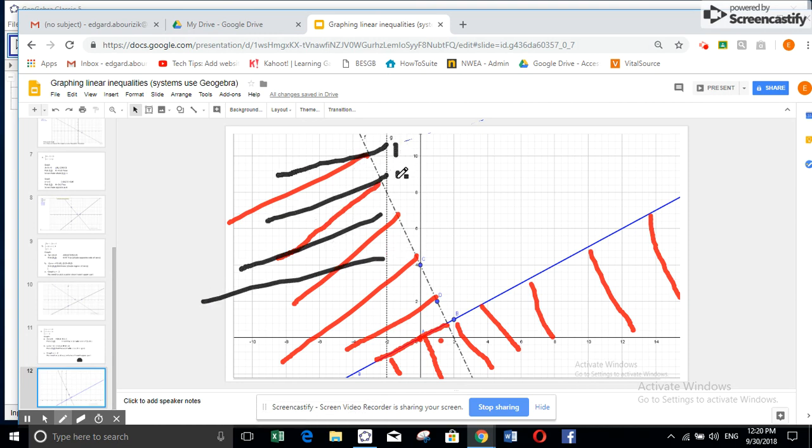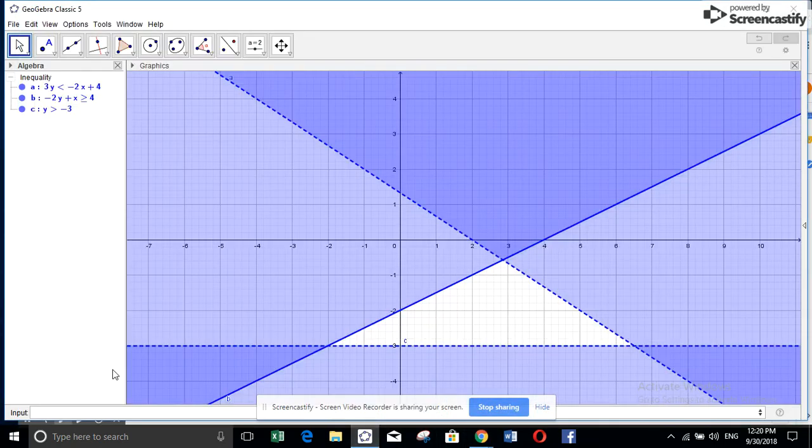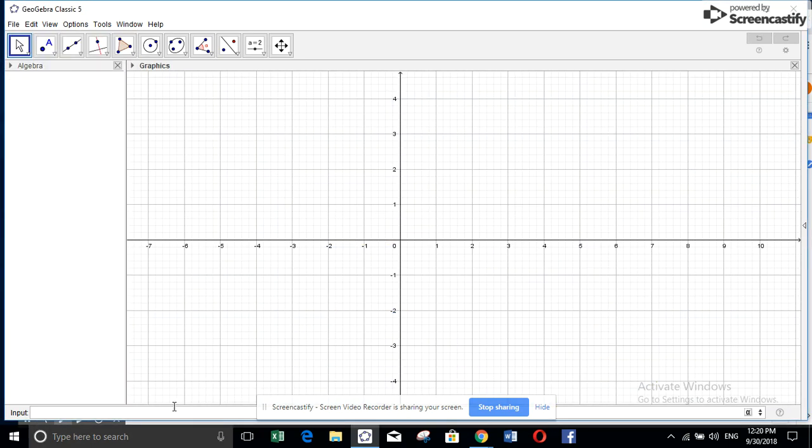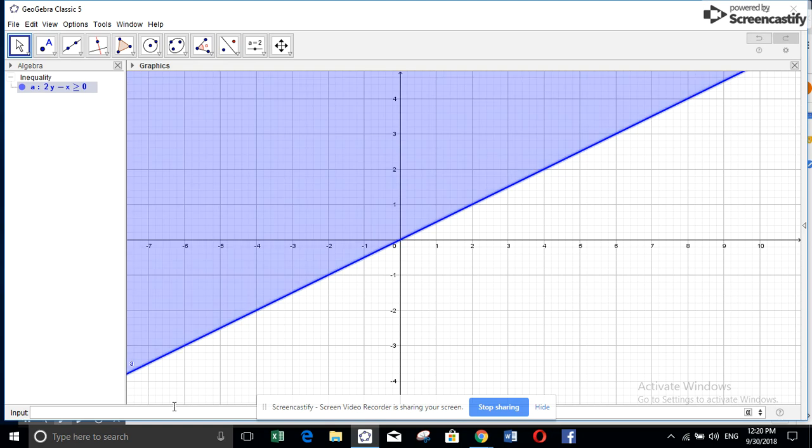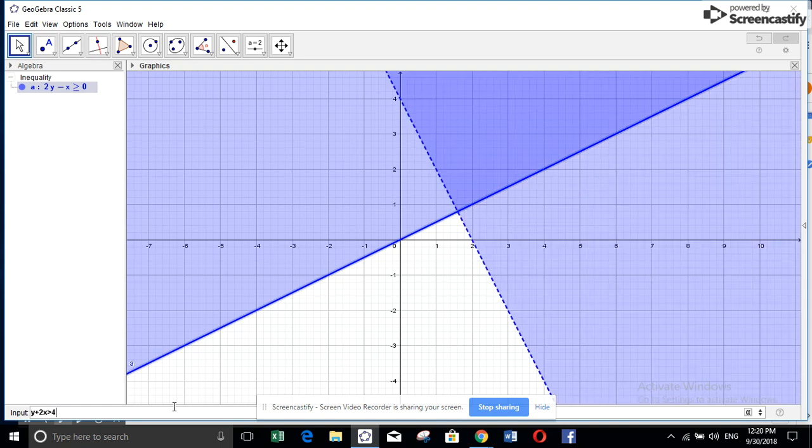Here the boundary is not included. Here also not included, but here it is included. I'm left with that region. So let us go to GeoGebra and do it. For GeoGebra, let me do the last one here. The first equation was 2y minus x bigger or equal to 0. The second one was y plus 2x bigger than 4. And the last one, x bigger than minus 2.